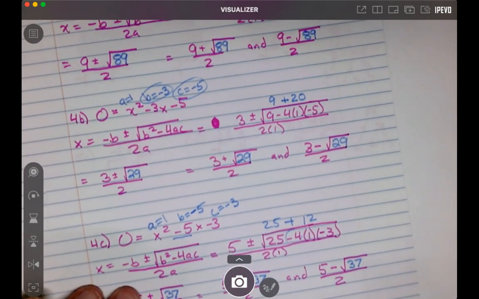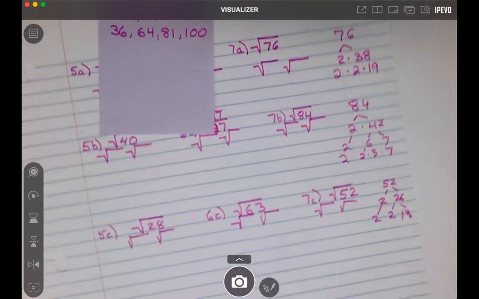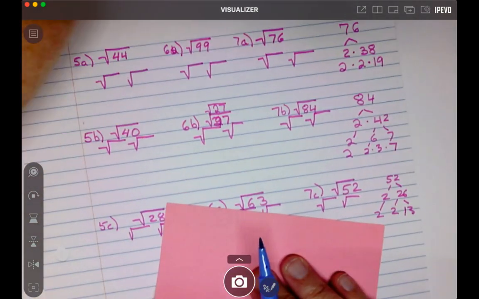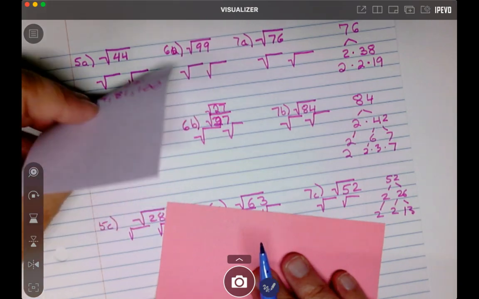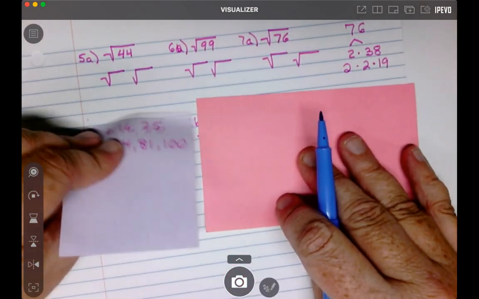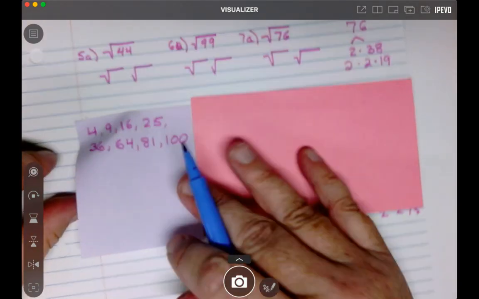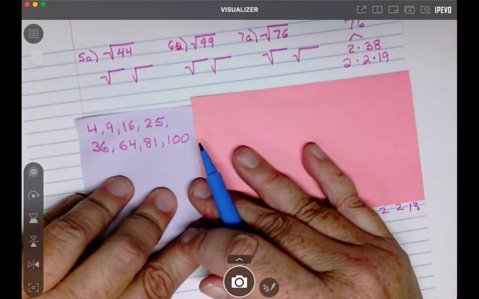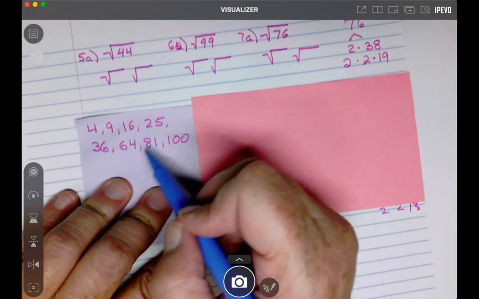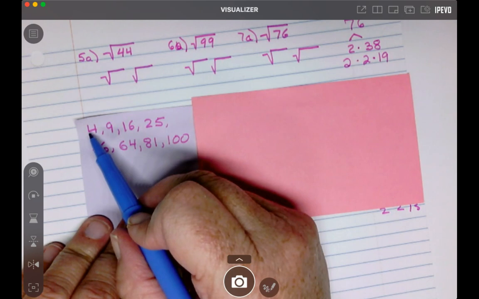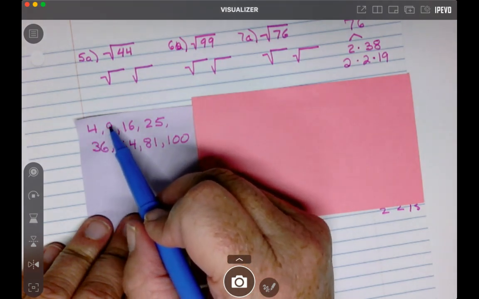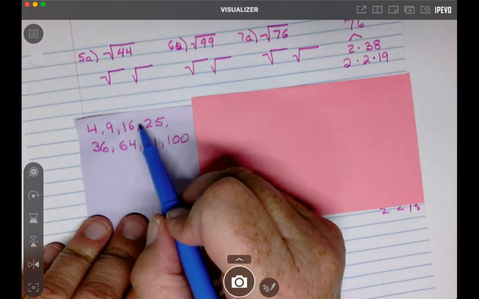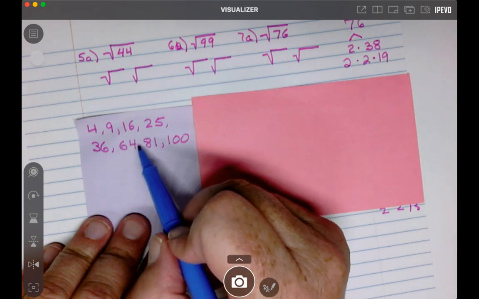Woo, that was all the quadratic formula problems. Now it's time to simplify some square roots. So something we have to know when we're simplifying square roots is that our answer choices for the first number in the square roots have to come from the list of perfect squares. 4 is a perfect square, it's 2 times 2. 9 is 3 times 3, 4 times 4, 5 times 5, 6 times 6, etc.